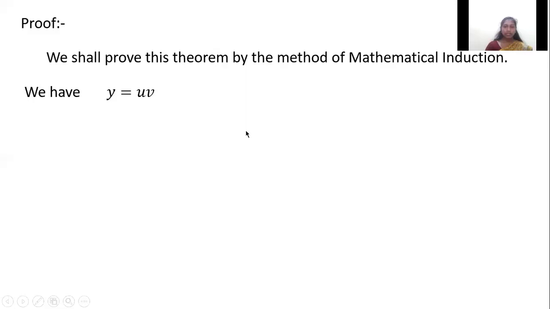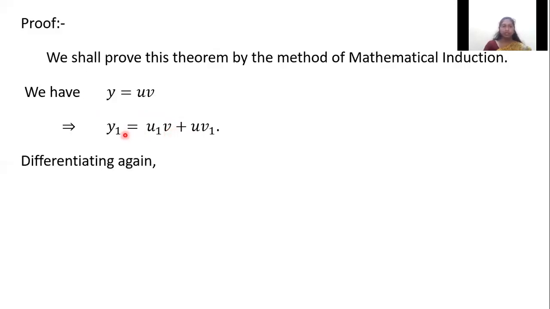So we have y is equal to uv. Then for its first derivative, we are going to apply the product rule. We can find the derivative of a product of two functions as first function into derivative of second plus second function into derivative of first. Even if the order is changed, it is not going to matter, as it is the sum of terms here. So you could see that y1 is u1v plus uv1.